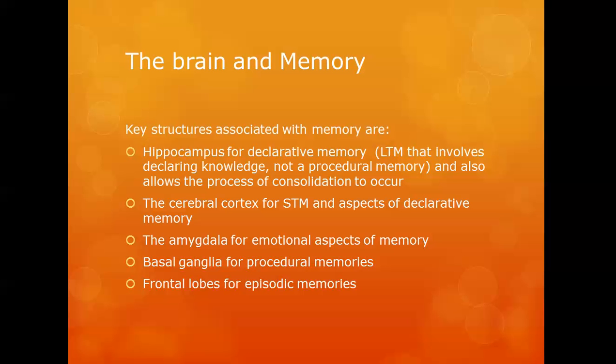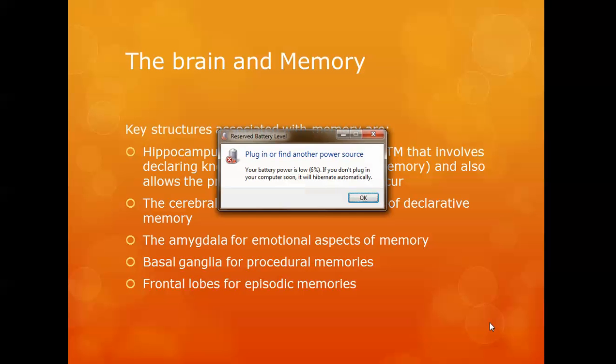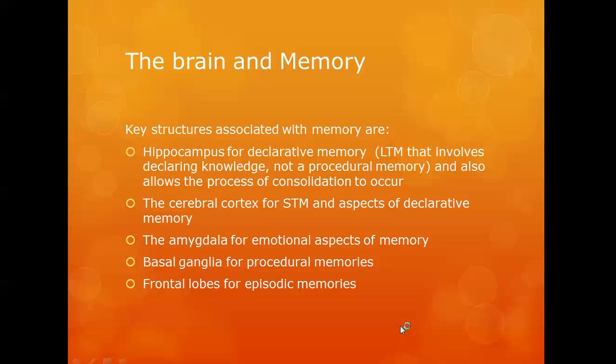The amygdala is for emotional aspects of memory. Any memory that actually involves emotion, your amygdala will be activated as well. That's all you need to know about the amygdala. The basal ganglia, another structure, is what's involved in procedural memories, and your frontal lobes tend to get activated when there are episodic memories. Okay, clearly my computer's going to die, so luckily we're at the last slide. That's all you need to know for your SAC.